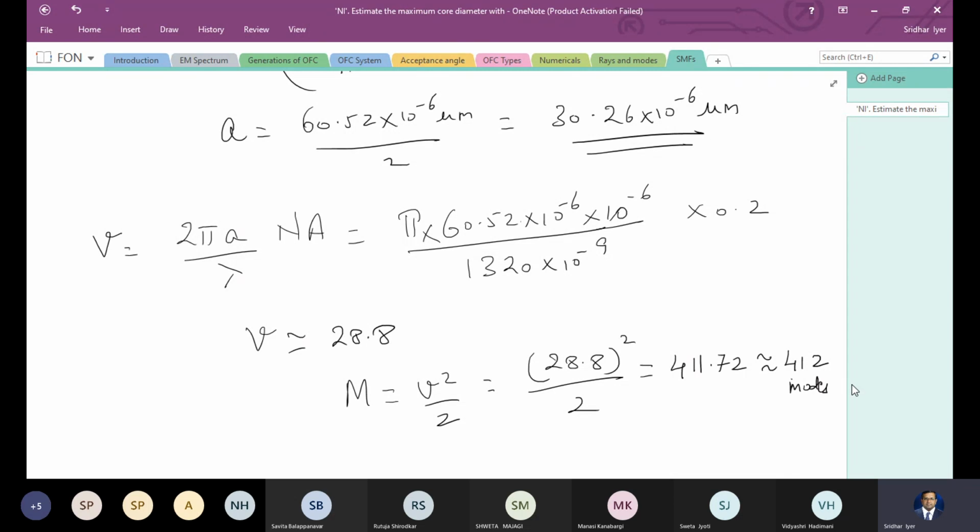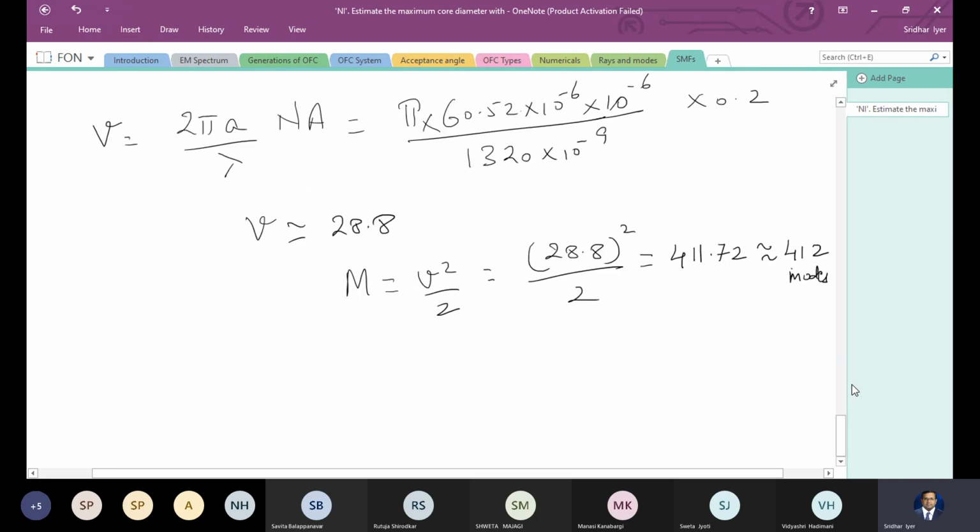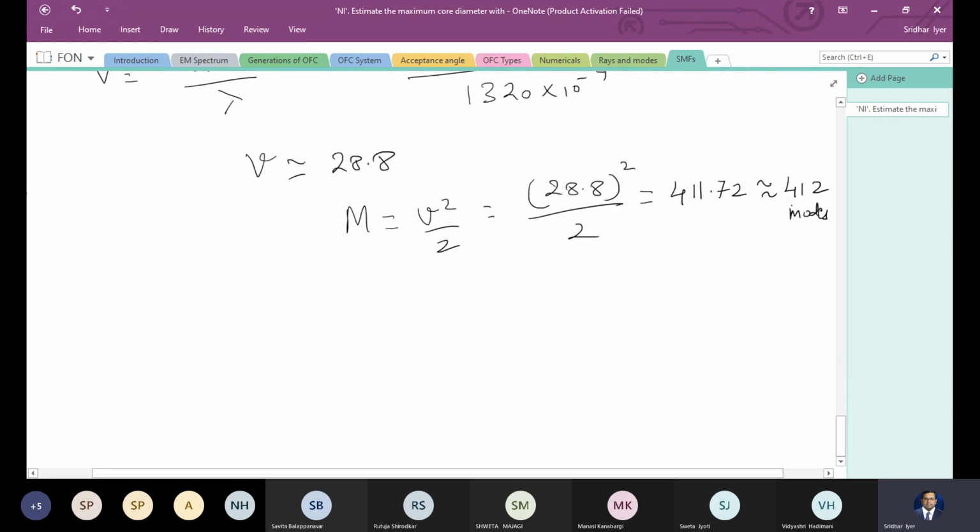So this kind of a fiber operating at 1320 nanometer with that radius of the core and diameter can support almost 412 modes. So there are so many multiple modes which are operating in this kind of a fiber. So we have to carefully read the question to understand what parameters are given to us and what parameters need to be found out. Okay.